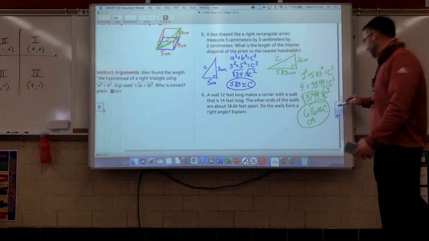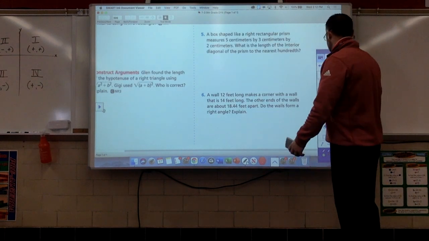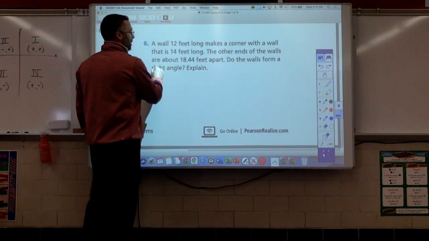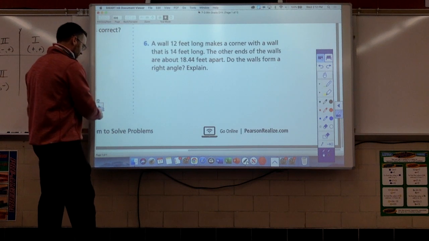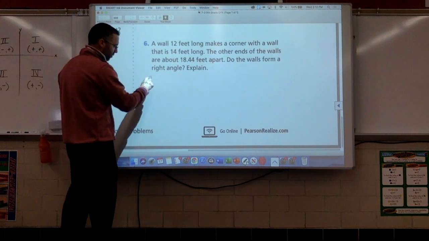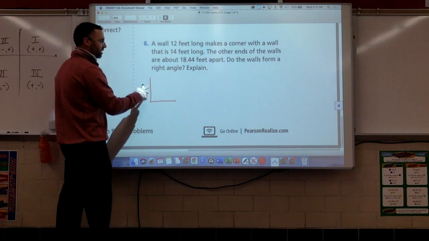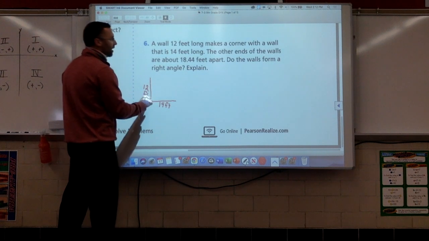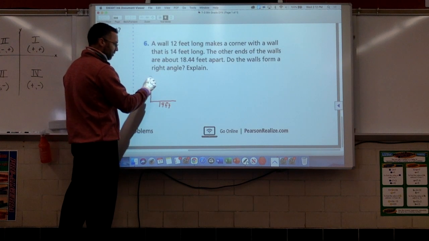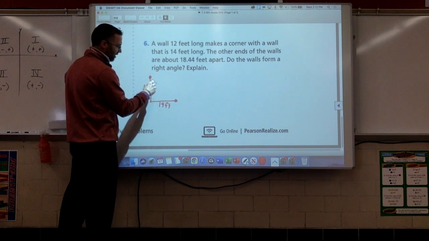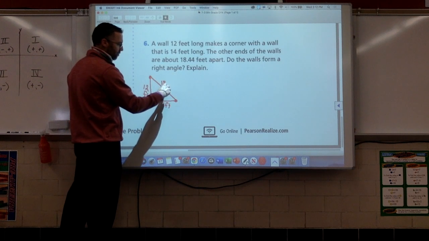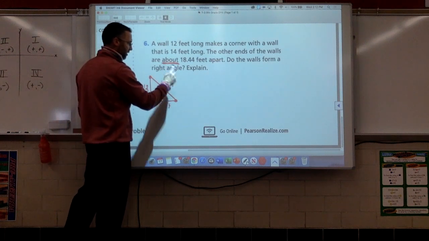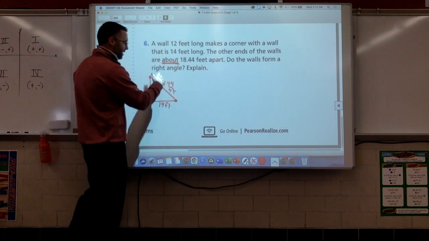Let's go to number 6. A wall 12 feet long makes a corner with a wall that is 14 feet long. So we've got a wall making a corner with another wall. This is 12 feet, this is 14 feet. It says the distance between the other ends is about 18.44. Be careful here, it uses the word about.